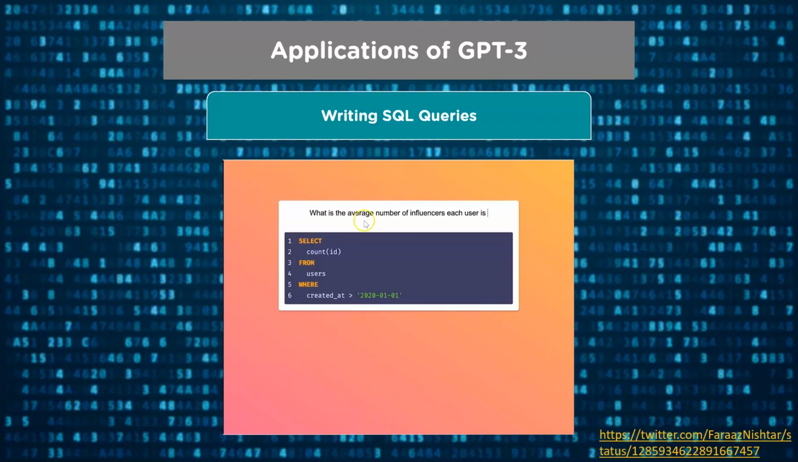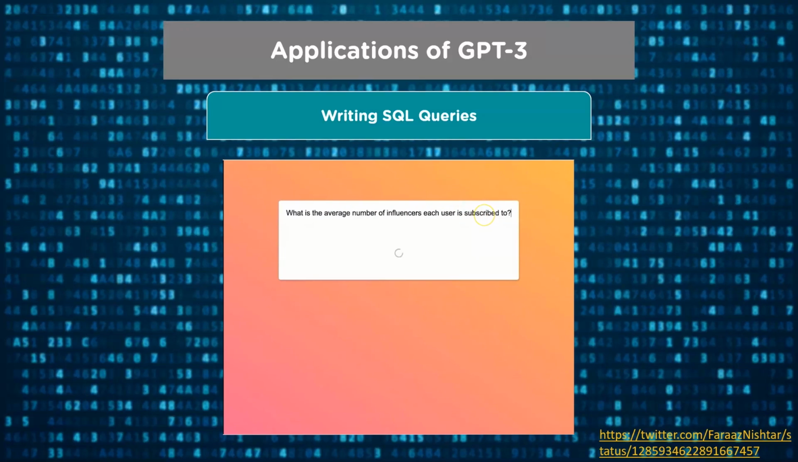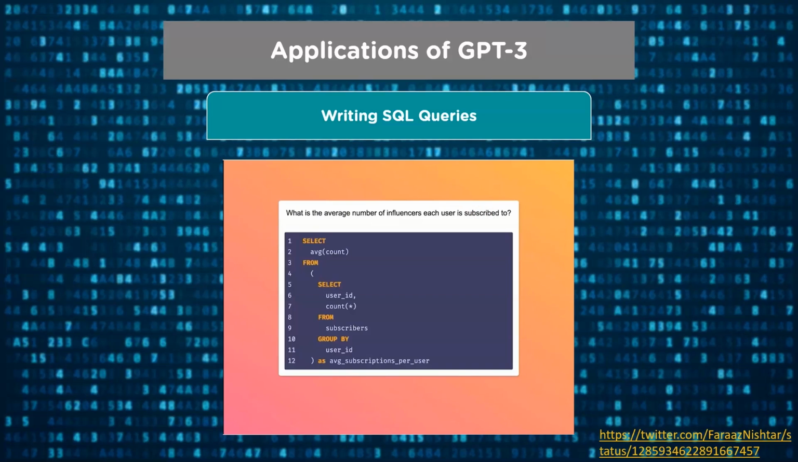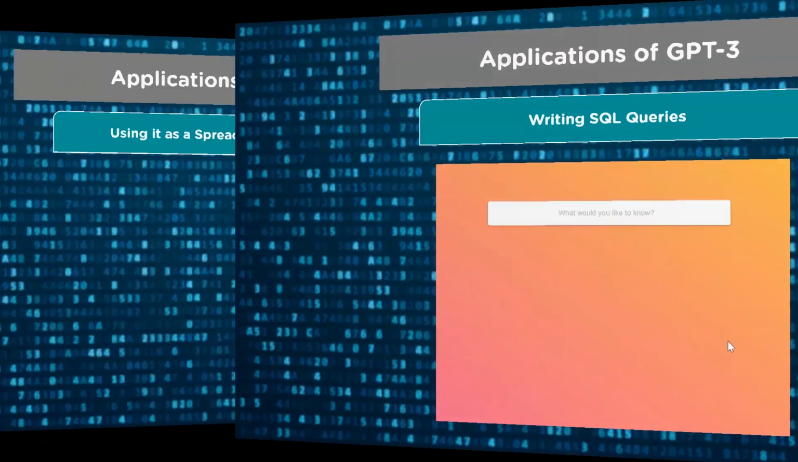Now if you want to find the average number of influencers each user ID has or is subscribed to, if you search for that query, GPT-3 will automatically generate a SQL query for you. You can see it here.